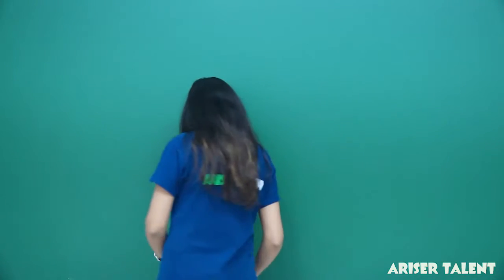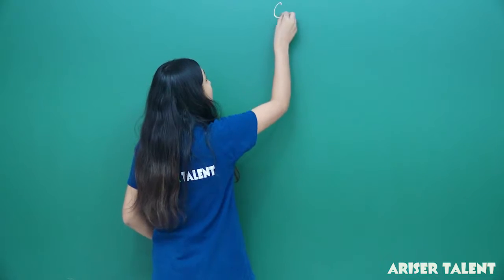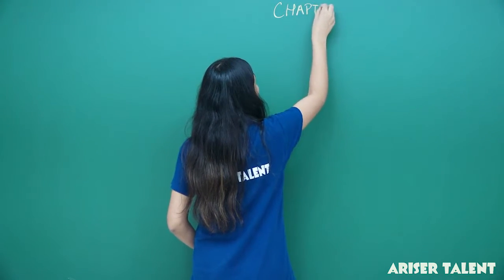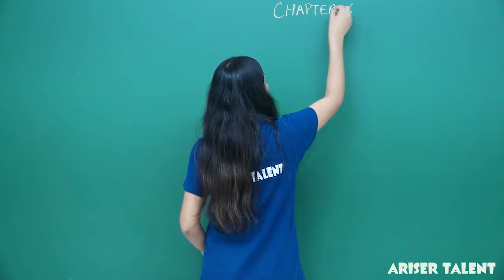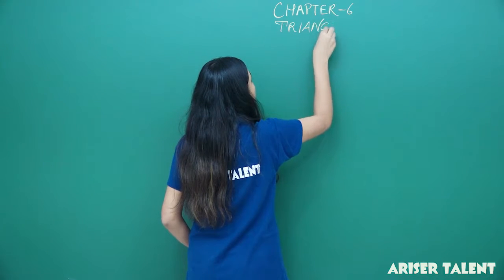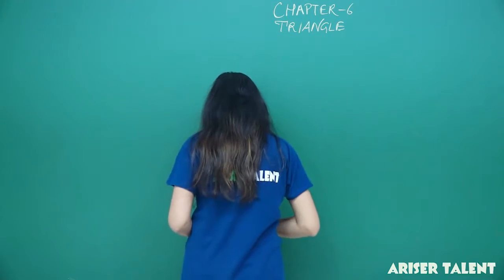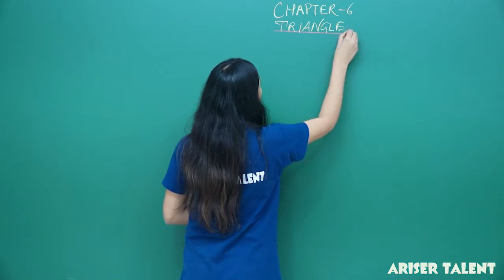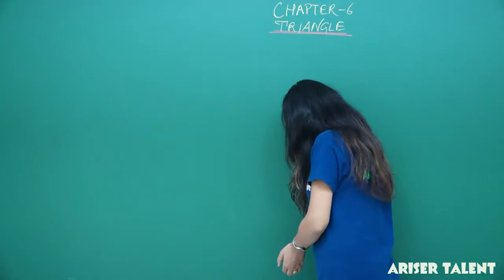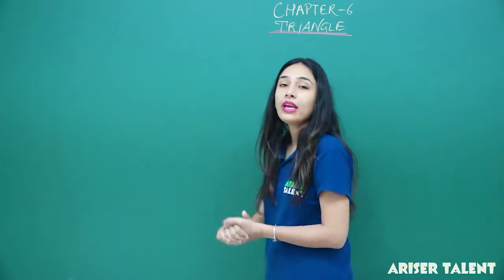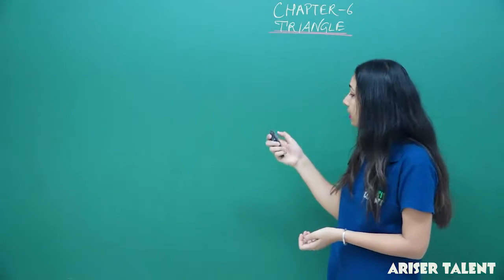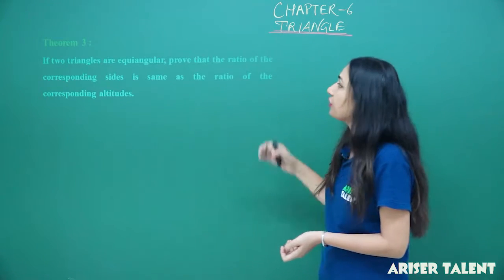So, starting with writing the name here, our chapter 6, that's Triangles. Right, students? Okay. So, we were discussing some theorems, and we were having two equiangular triangles and we have to prove this and that, and in that chain we are having this question here.